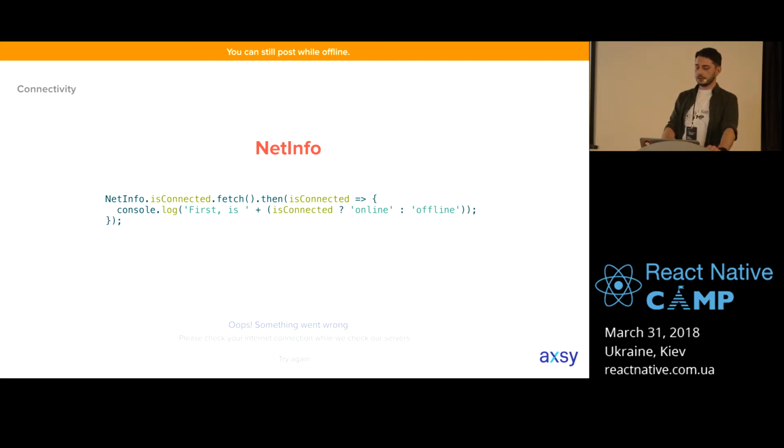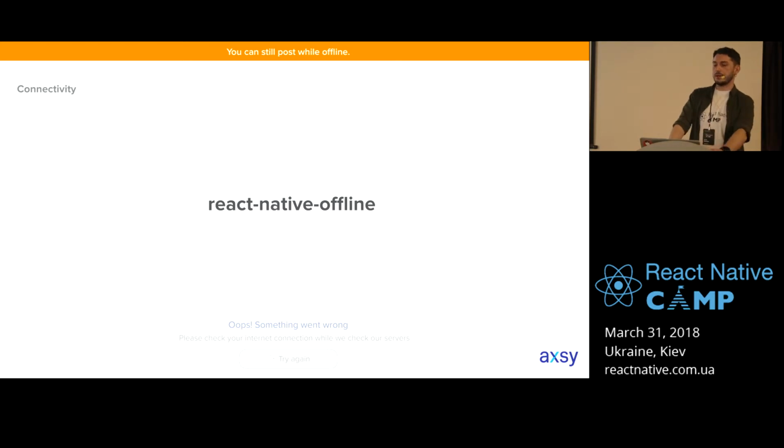So your application with Netinfo still might think, well, yeah, I'm connected to the internet, but there will be a huge packet loss. Or, for example, there will be a very painfully slow connection, so your user won't ever be able to upload an image to the server. But the application will still think that it's connected, everything is fine. That's why we have a React Native offline library.